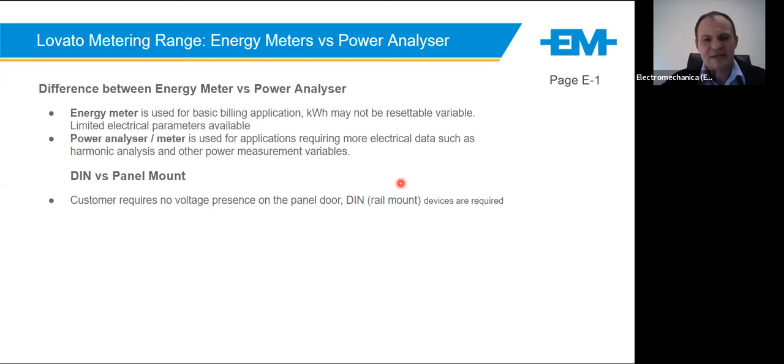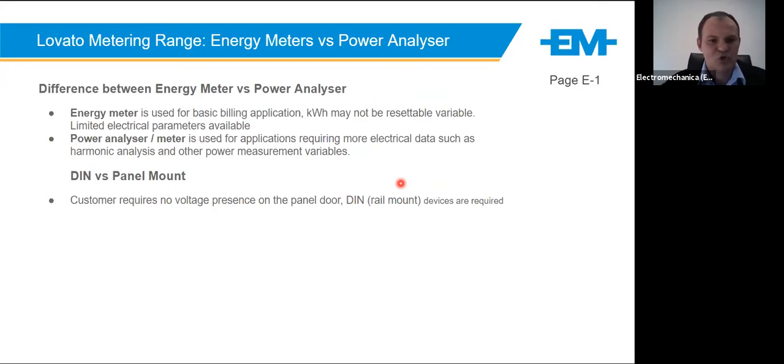An energy meter is used for basic billing applications. The big compliance there would be the class accuracy, class one as a minimum. And then the big variable is the kilowatt hour may not be resettable. Quite important, else it will not be validated. And then it's got limited electrical parameters available. So it will have your volts and amps and certain things, but it might not have harmonics data.